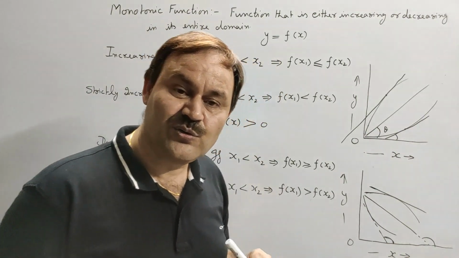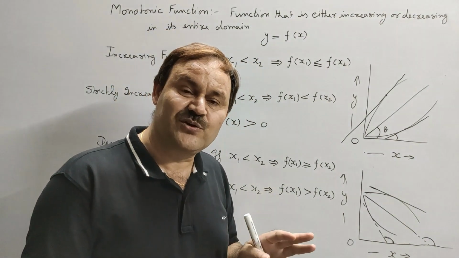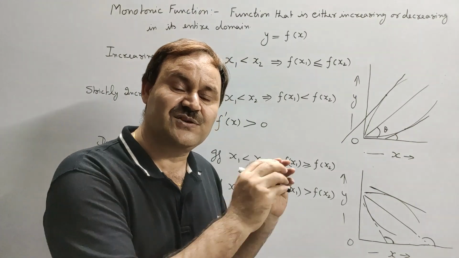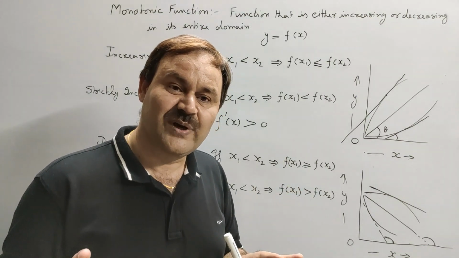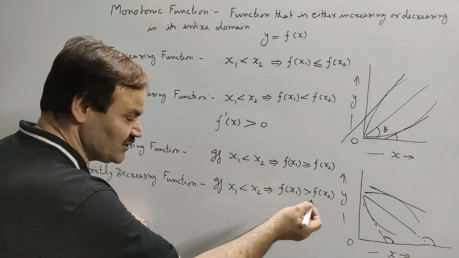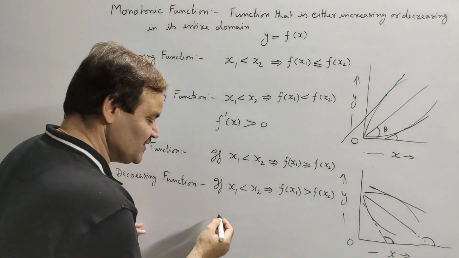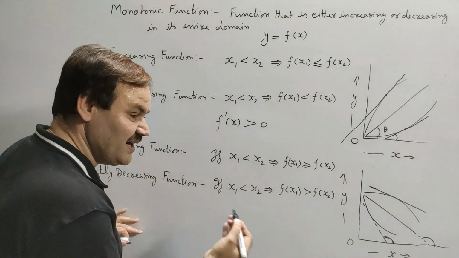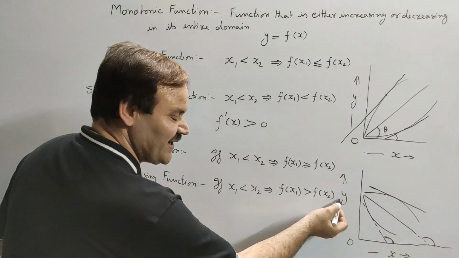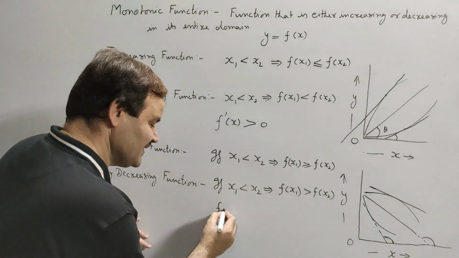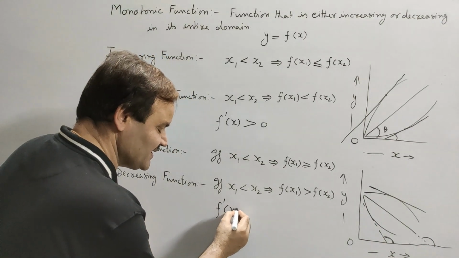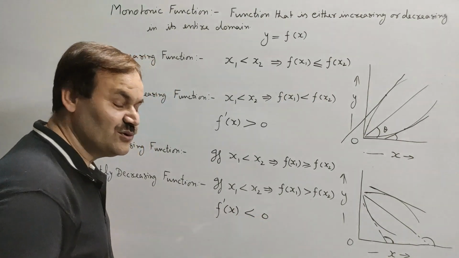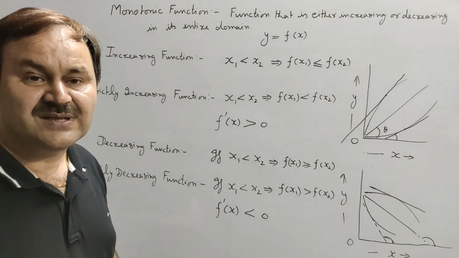And we know that the slope of the tangent to a curve is given by dy by dx, that is, differentiation of y with respect to x. So for a decreasing function, dy by dx should be negative, and dy by dx, meaning differentiation of f(x) with respect to x, is represented by f dash x. So f dash x should be less than 0 for a function to be decreasing.